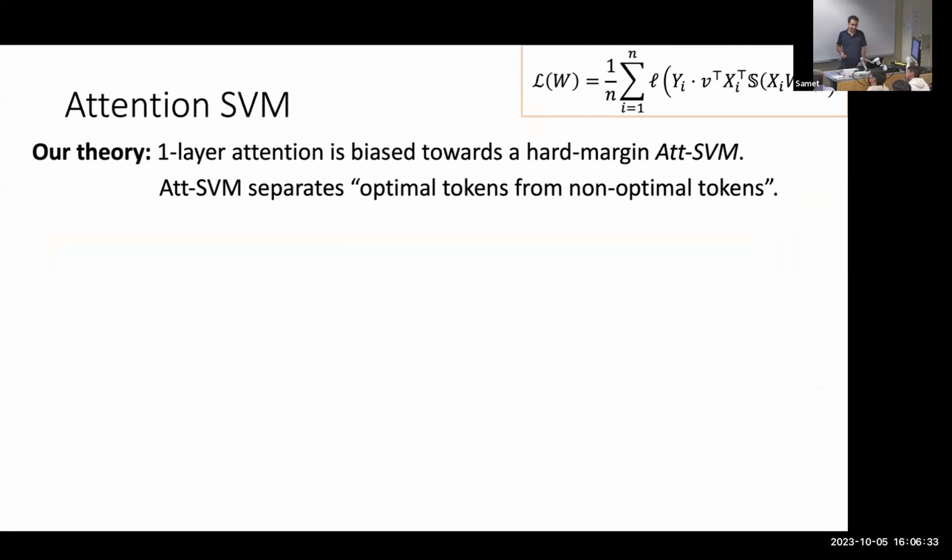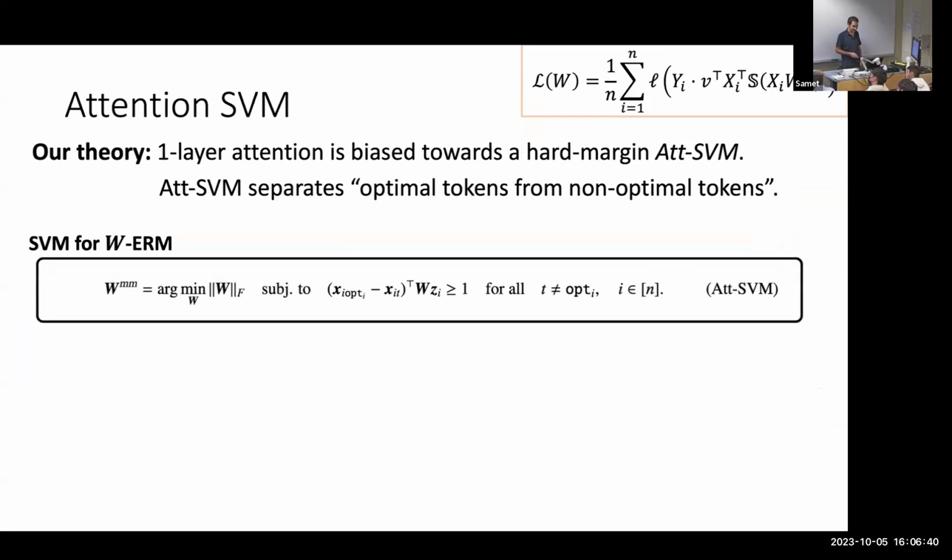So the theory will say that one layer attention is biased towards a hard margin attention SVM, which separates optimal tokens from non-optimal tokens. So this is the form of the SVM. What does this SVM do? Essentially its job is making sure that for a given ZI, W picks opt-I rather than any other index. That's the job of the attention SVM, okay? So find the minimum Frobenius norm solution so that when you calculate the softmax similarities, opt-I has more similarity to ZI compared to any other token XIT. That's the interpretation. And once we let W go to infinity, softmax will saturate and ZI will exactly pick up opt-I.